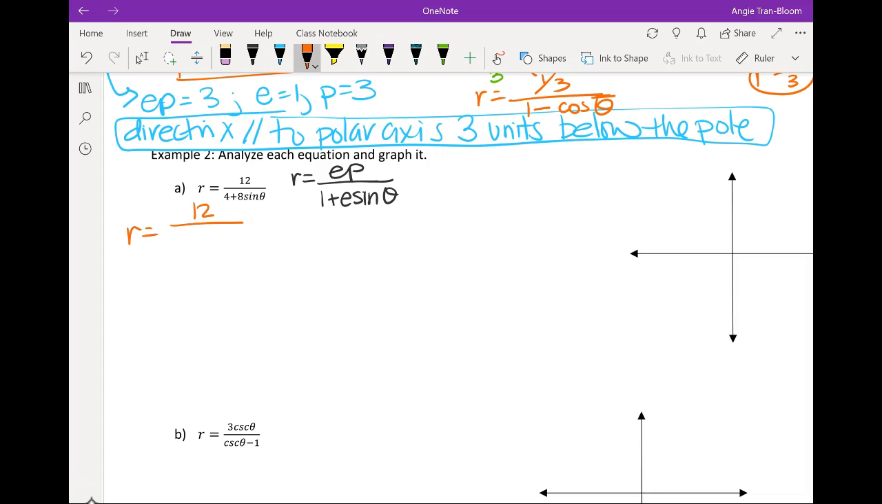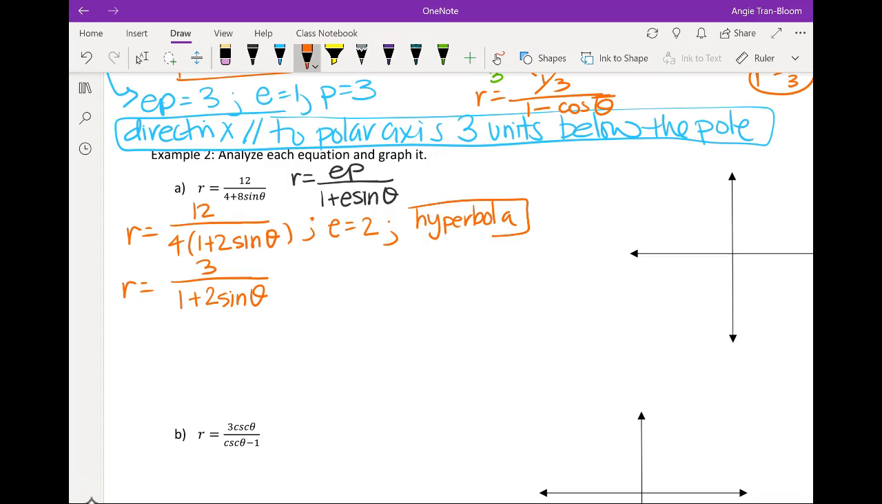What are you going to factor out? Of 4. So that's going to be 1 plus 2 sine of theta. Can I reduce, by the way? Can I divide this by 4 on top and bottom to get a smaller number? Yep, so r equals, what's on the top? 3 divided by 1 plus 2 sine of theta. Okay. Is it possible to find e? Ah, e equals 2 right away. What shape is that? Hyperbola. You're going to be graphing a hyperbola.